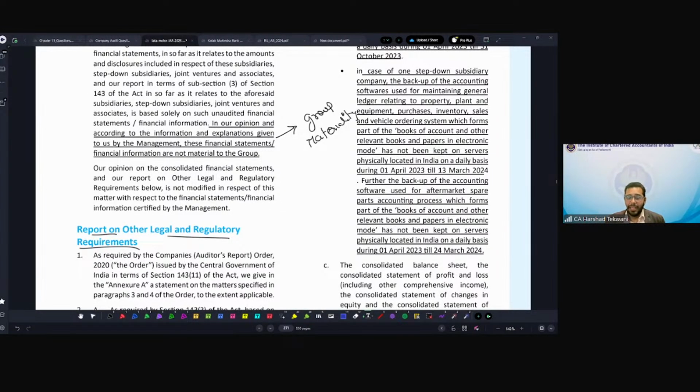There is nothing different when it comes to 143.3, because section 129.4 says you have to apply it in a similar way. I'm applying it in a similar way. Yes or no?